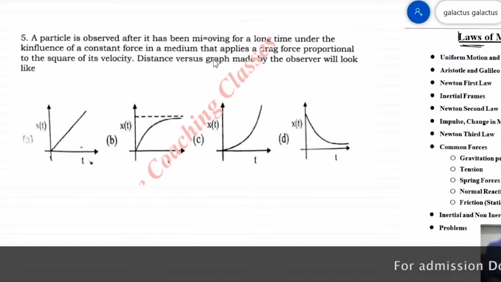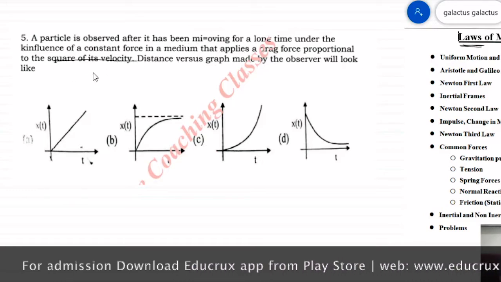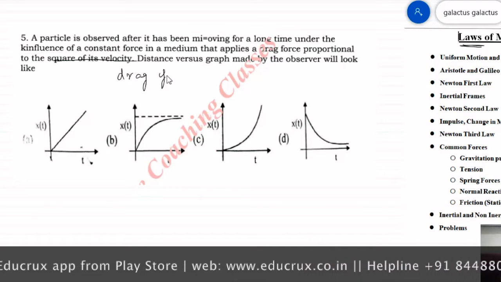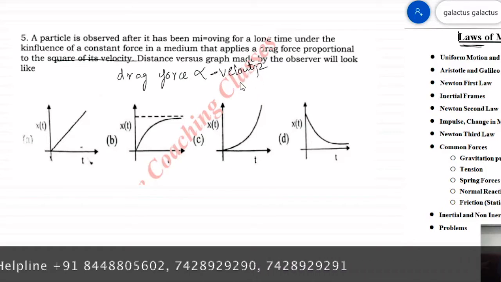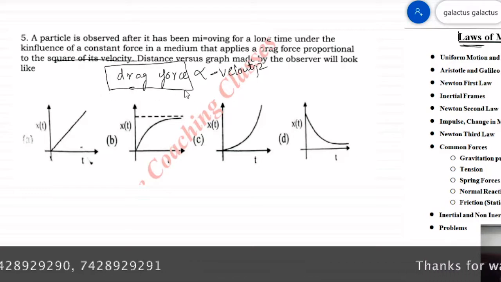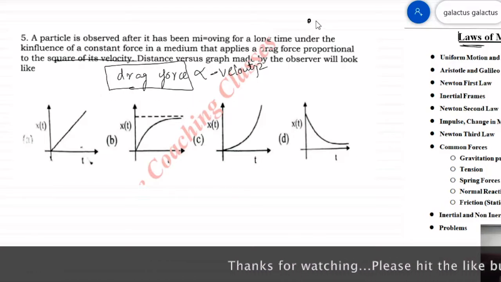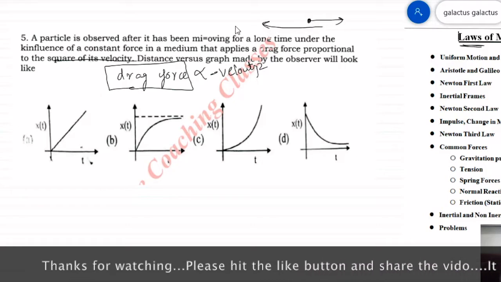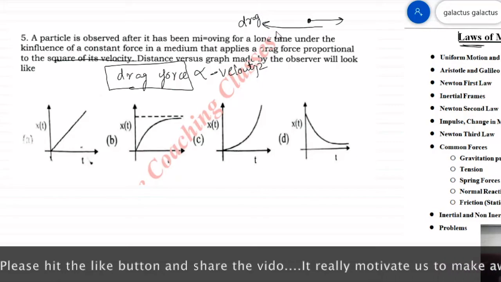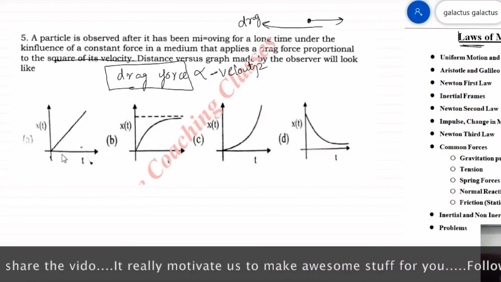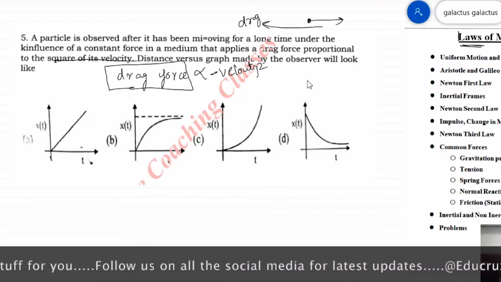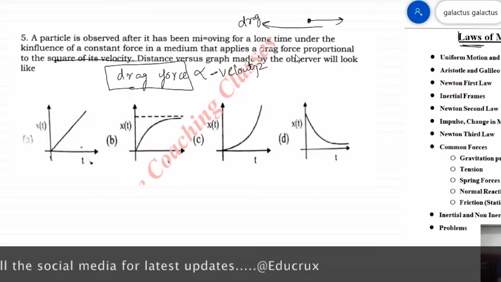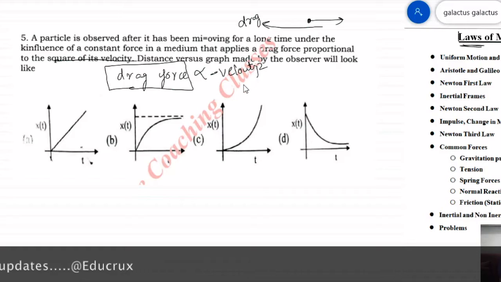The particle moves into a medium where it experiences a drag force which is proportional to the velocity squared. The drag force is a force that will oppose the motion of the body. So suppose the body is moving in this direction, then the drag force will be in this direction. In this question we have to plot the distance versus time graph of this particle when it encounters a medium where it experiences a drag force proportional to the velocity squared.